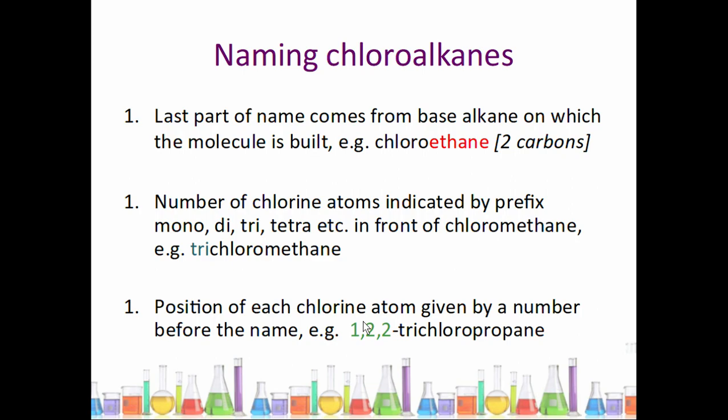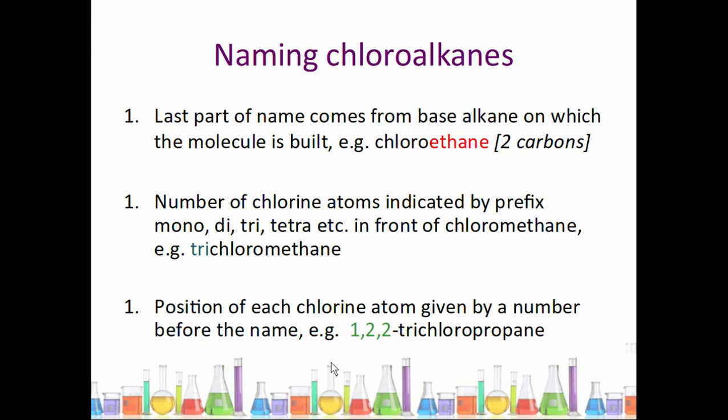Naming the chloroalkanes, we've basically done that just there, but just to give you the outline. The last part of the name comes from the base alkane. So you'll have ethane, methane, propane, butane, pentane at the end of it, with the chloro in front. The number of chlorine atoms is indicated by mono, di, tri, tetra. You won't go past tetra. So the number of chlorines is put in front of that. So all one word, trichloromethane.